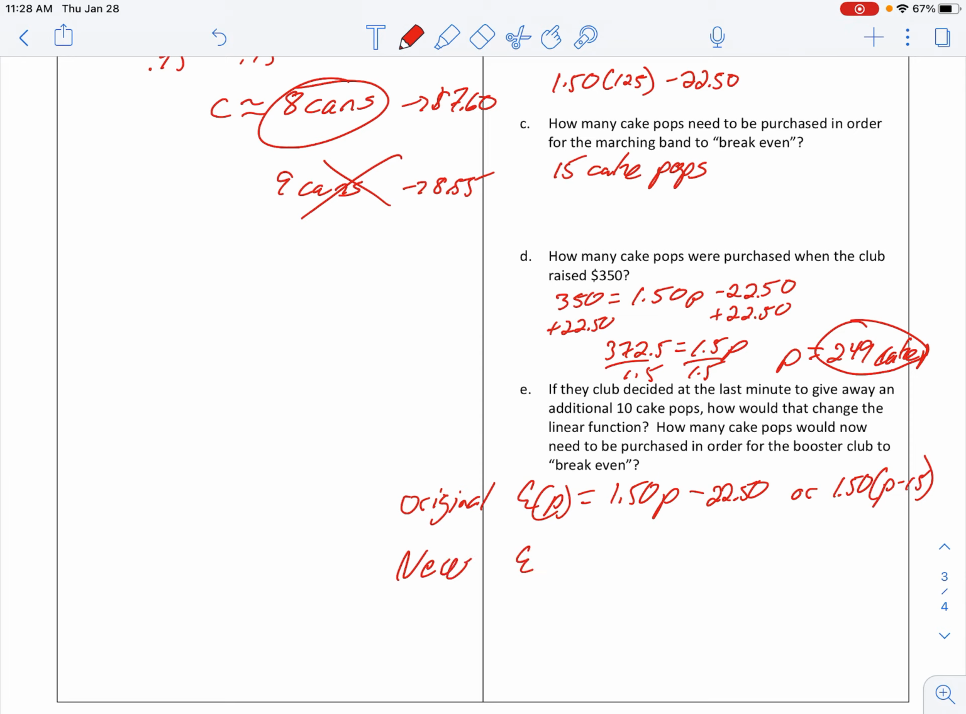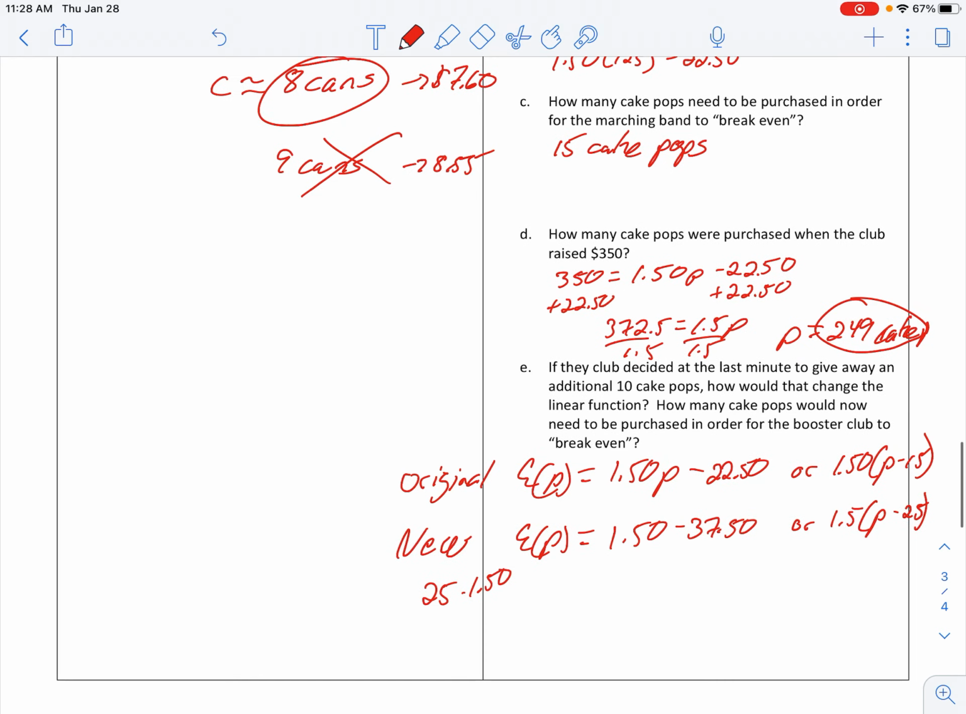But now, for the new one, we are going to have to account for 10 more cake pops. So we're going to have to do 25 times $1.50 we're losing, because 15 the original, 10 more. 25 times $1.50 gives me 37.5. So we're now losing $37.50. Or if you're doing the factored form, which either one would be fine, that's where we're doing P minus 25, because 15 original plus 10 more.